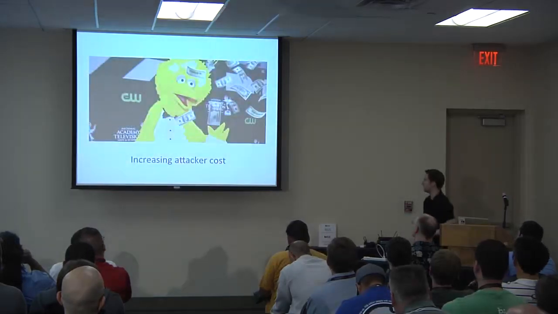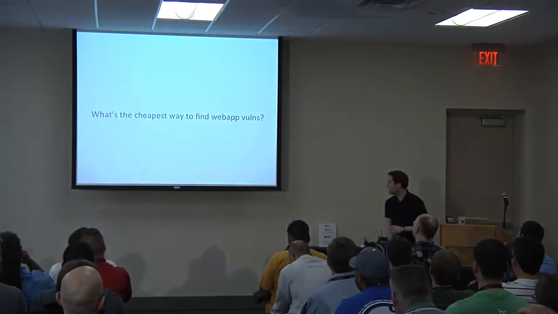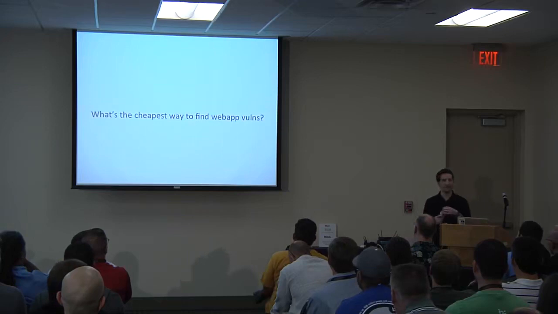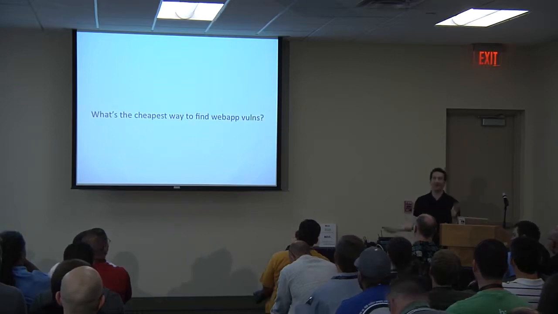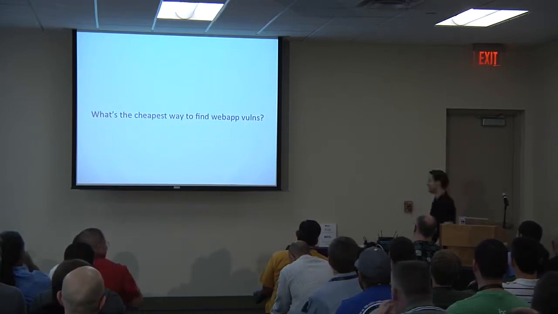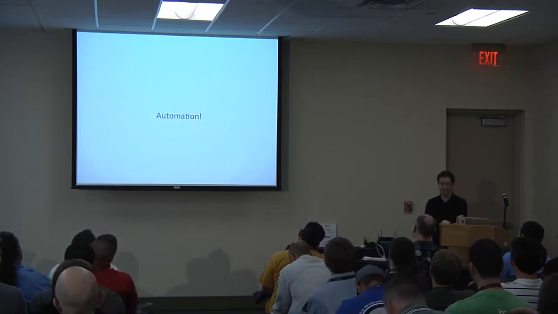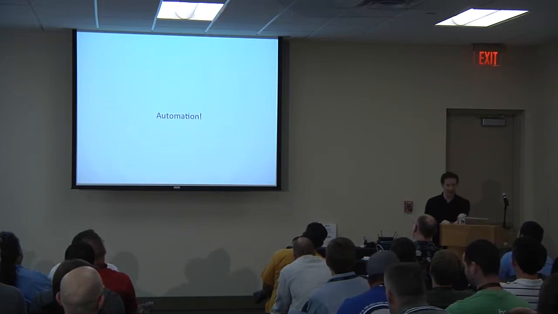All right, let's make it rain for attackers. All right, cheapest way to find web app vulns. One word. What's the answer? Google? Yeah, that's okay. There's apparently a lot of one words that are a good answer, right? I was stalling because I needed to take a drink. Automation. So yeah, kind of Google.